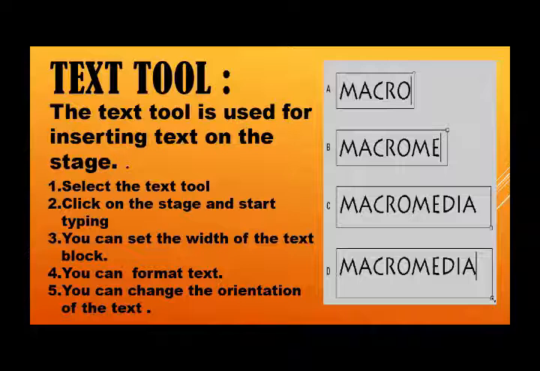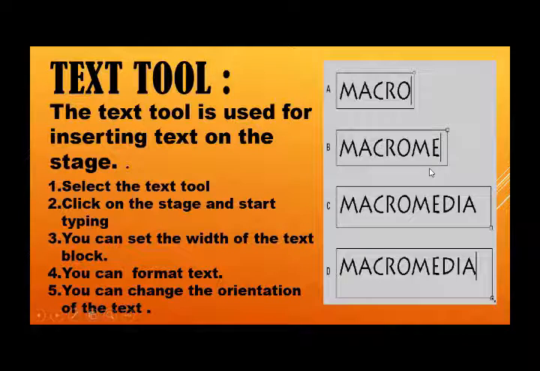To format the text, select the text block and use the property inspector to set the font size, color, and other attributes for the text. If you observe this picture, you observe that we have this text box in picture number A. If we have only four alphabets, the text box looks like this. If we have more than five letters, the text box becomes wider, right? Automatically it becomes wider.